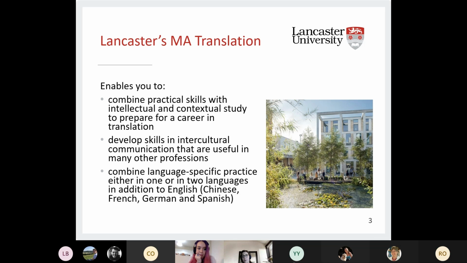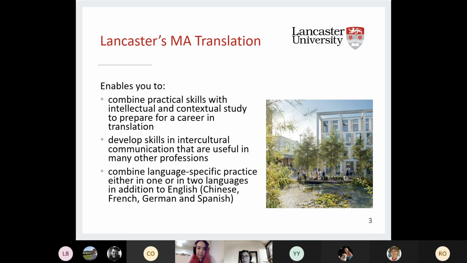This is just to give you an overview of the MA. The MA is to enable you to combine practical skills with intellectual and contextual study to prepare for a career in translation. And it enables you to develop skills in intercultural communication that are useful in many other professions. So we have MA students who now work in the publishing industry, who work in universities, in international offices, for example, and of course, many of them go on to become translators.